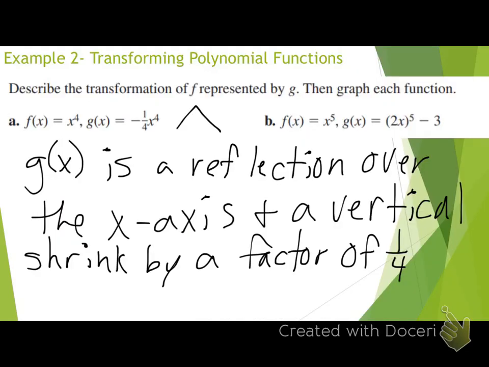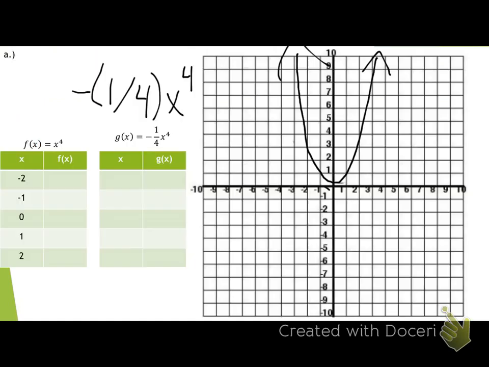So we said it was a reflection over the x-axis. It did reflect over the x-axis, correct? Yeah. It's a vertical shrink by a factor of 1/4. So you may notice your graph got a little wider because it shrunk vertically. It squeezed it in more. So there would be my sketches of my graphs.